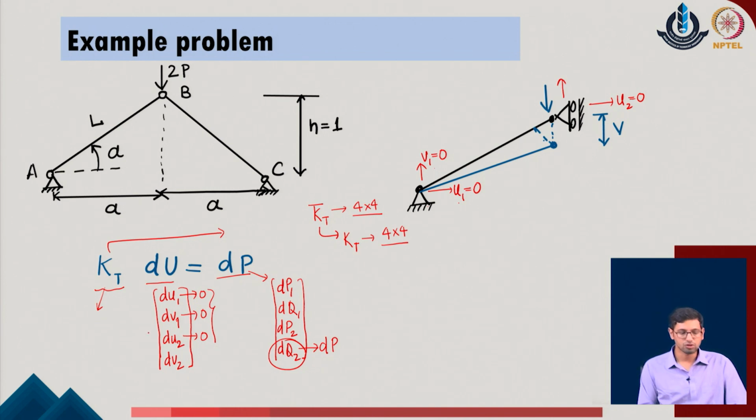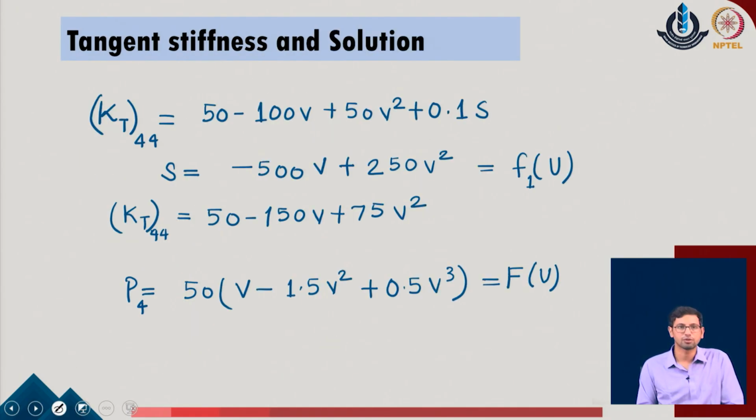So we can reduce this problem from the complete 4 cross 4 stiffness matrix into a smaller problem where I am only looking for one coefficient of the tangent stiffness matrix to evaluate the response. I think this is what we did already in the previous session. Based upon that idea, I am considering the standard results which we obtained in that particular example.